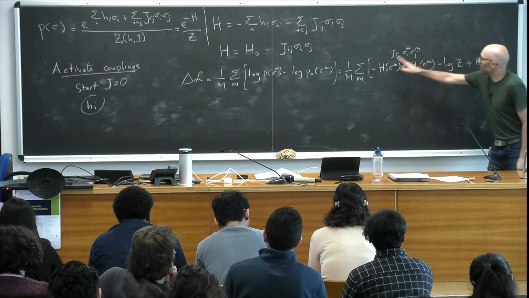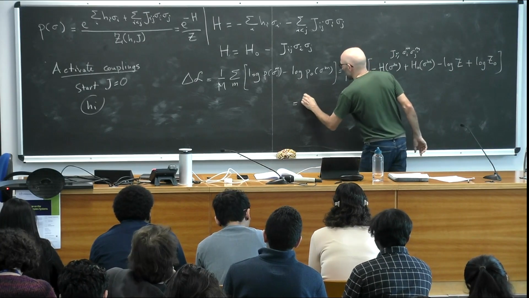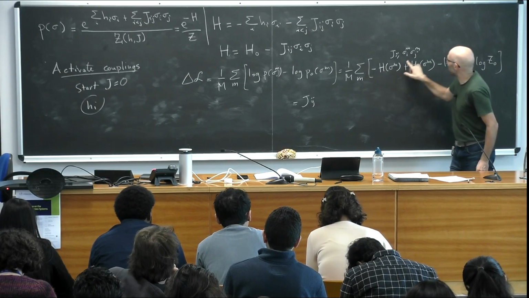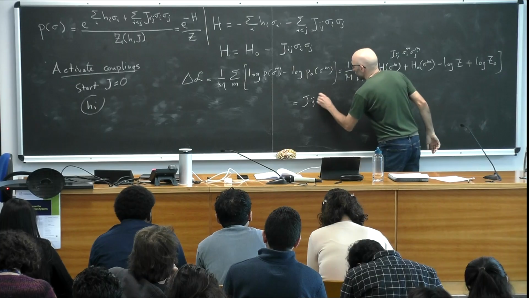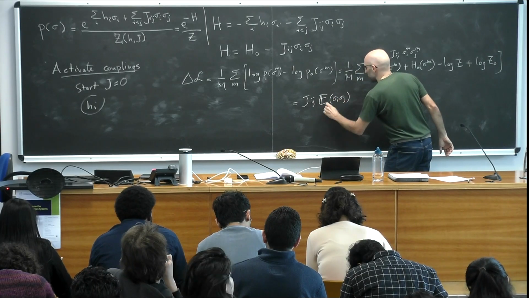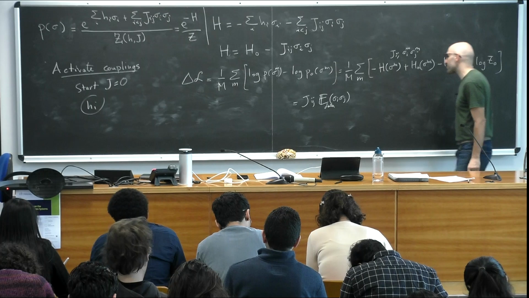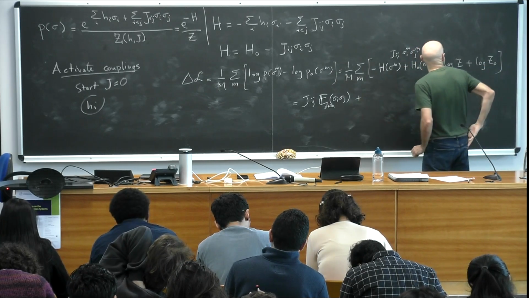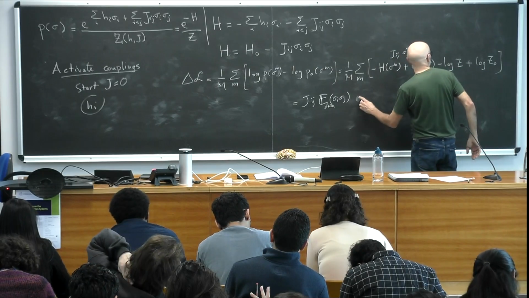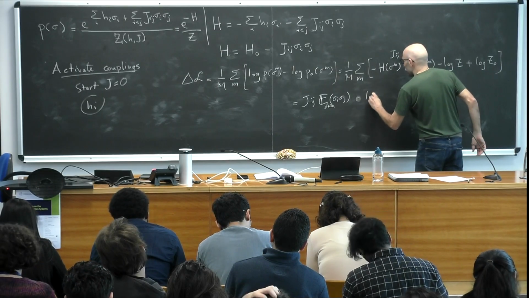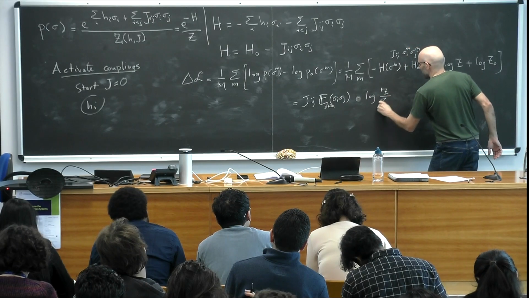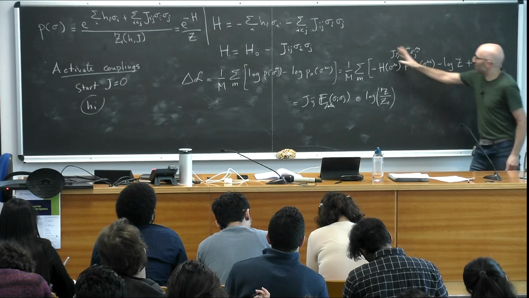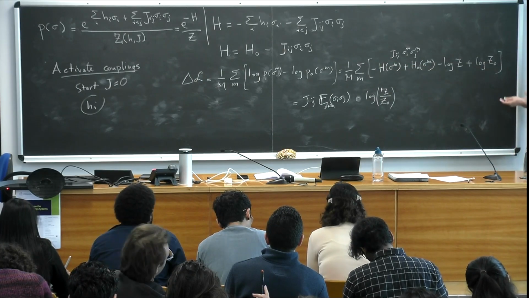Right? So the first term is j_ij times the average over the data of sigma_i sigma_j, which is something I have. And this term is plus, well, we can write it as minus the logarithm of Z over Z0, where Z and Z0 are constants, so when you do the average over the data, they remain constants.